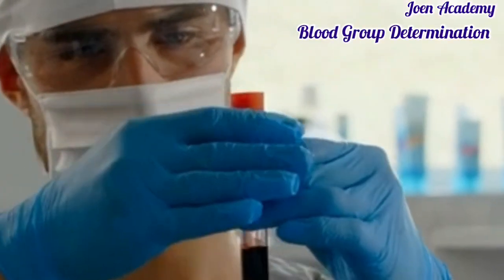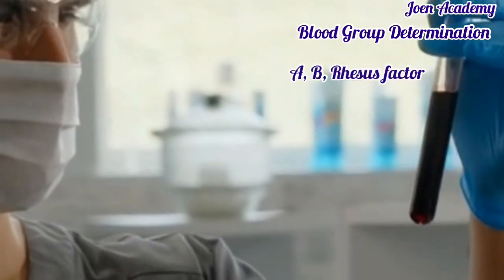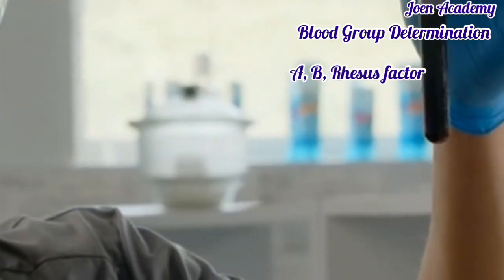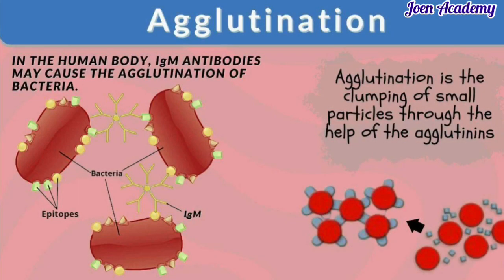Red blood cells play an important role in blood group determination. They carry blood group antigens like antigen A, antigen B, and rhesus factor. The determination of blood groups helps in prevention of agglutination due to incompatible blood transfusion.